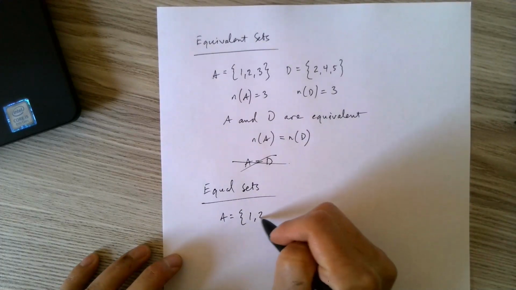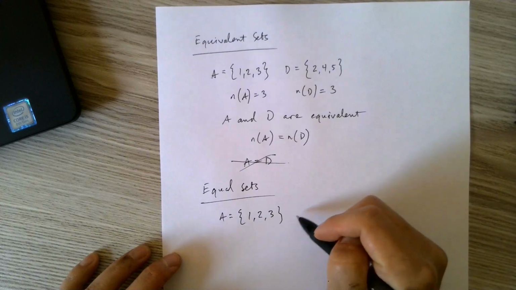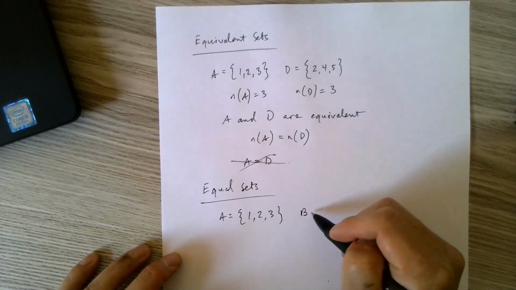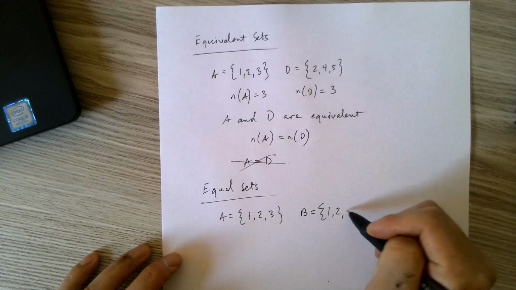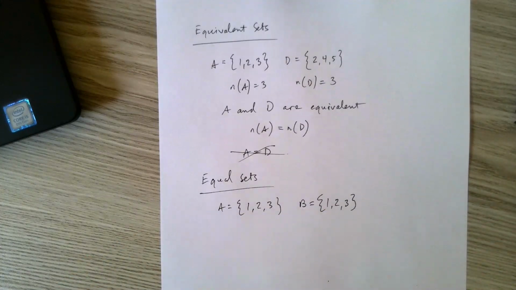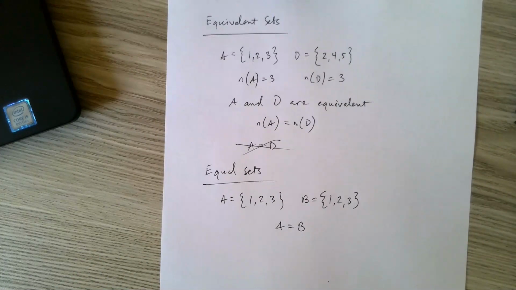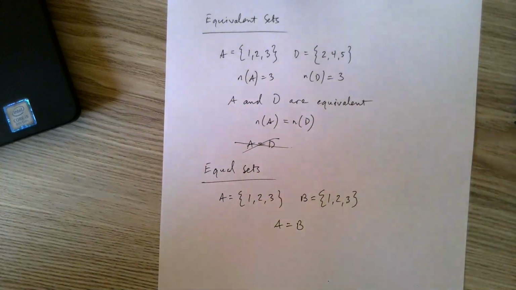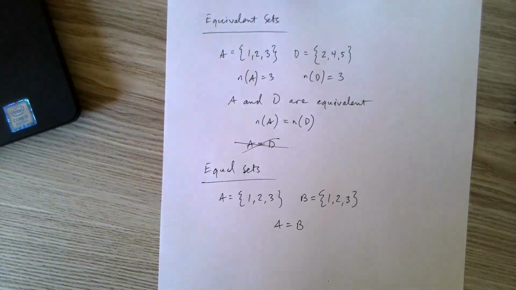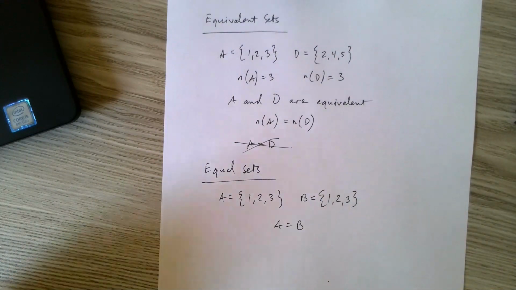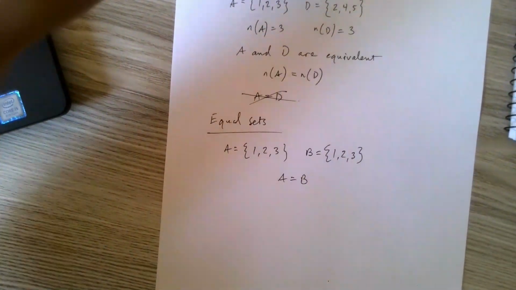It's kind of trivial and ridiculous, but if I had set A 1, 2, 3 and I had another set called B and it happened to have 1, 2, 3 also, then I could say that A and B are equal sets, A equals B. But I can't think of a situation where you would have identical sets. It doesn't mean that you won't see it at some point, but it's definitely not common. But let's go back to the idea of equivalence.